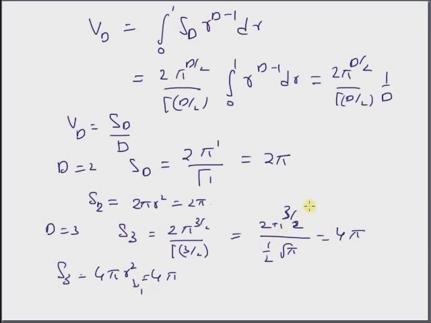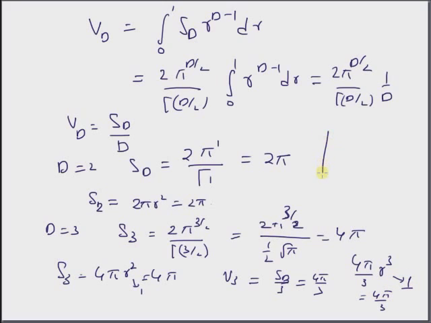Similarly, the volume of a sphere is given by S3 by 3, which is equal to 4 pi by 3. And if you remember, the volume of a sphere is given by 4 pi by 3 r cube. Then put r equal to 1, you get 4 pi by 3.